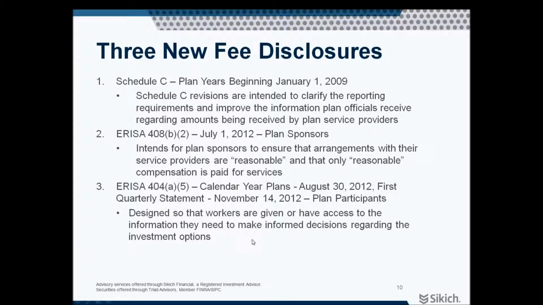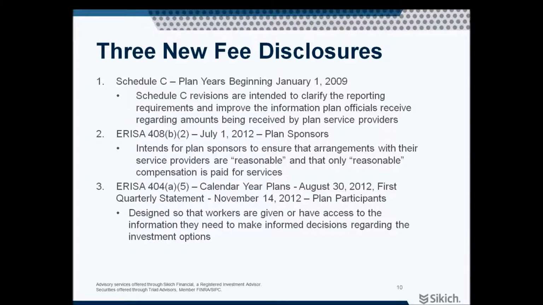And those 3 new disclosures are Schedule C. This began actually January 1st of '09, and many of you are probably already familiar with the Schedule C revisions. These were intended to clarify the reporting requirements and improve the information plan officials receive regarding the amounts that are being received by plan service providers for providing service to your 401k or 403b plan.